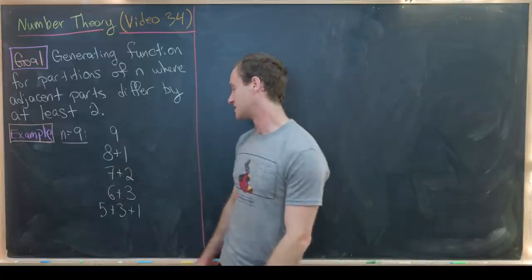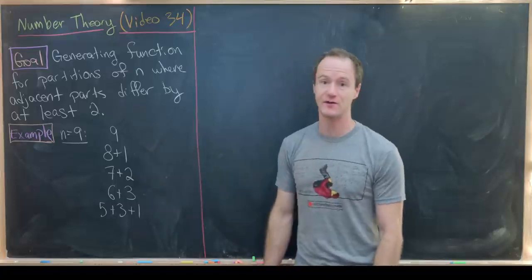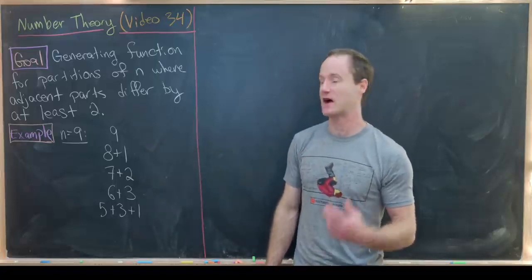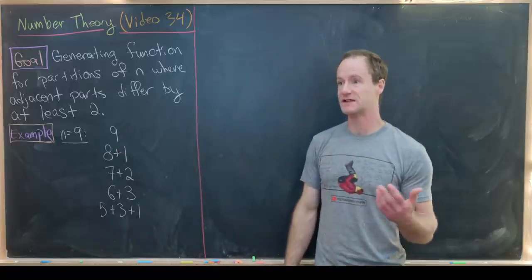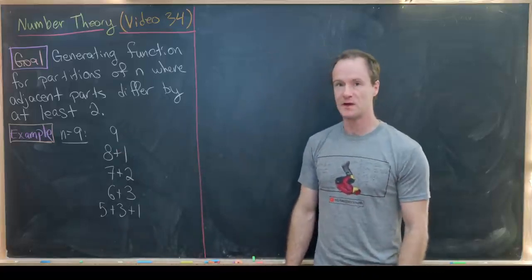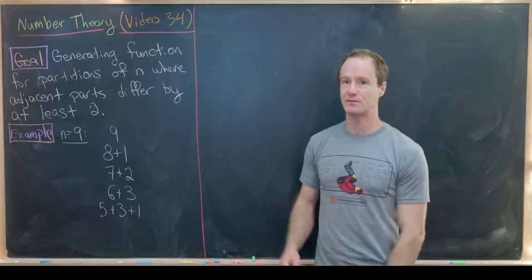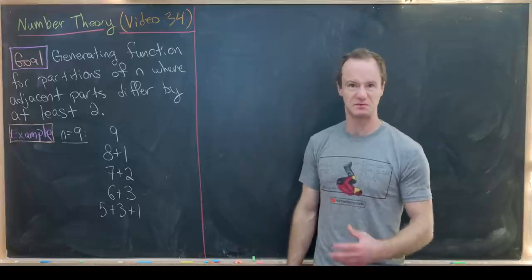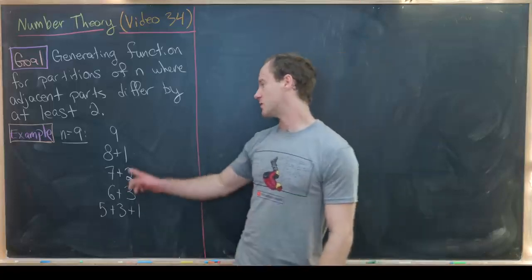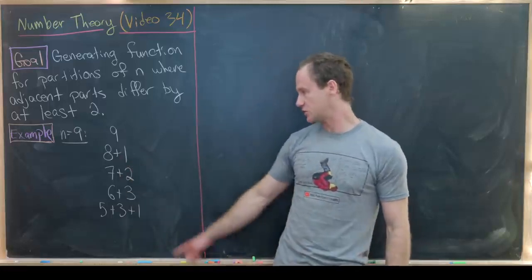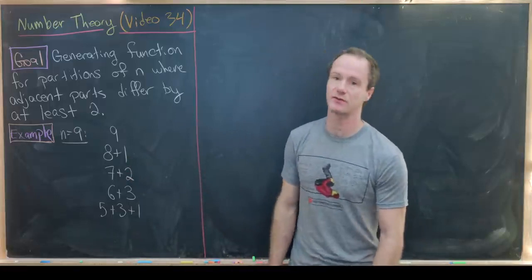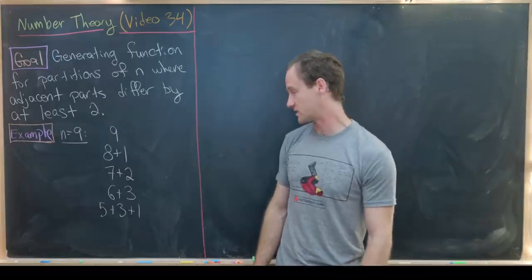If n equals 9, we have 5 total partitions that satisfy this rule. So the first one will be 9. Well, that has a single part, but that means there's no adjacent part to have this difference condition. So we're good to go there. So the next one is 8 plus 1. 8 and 1 clearly differ by at least 2. 7 plus 2, 6 plus 3 are the other ones that have length 2.